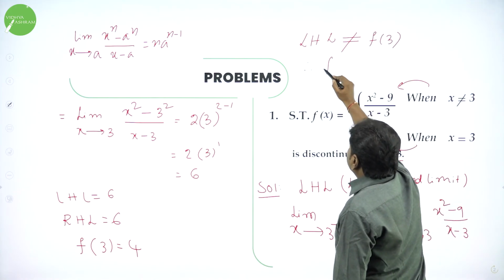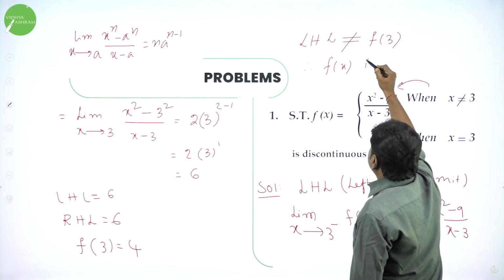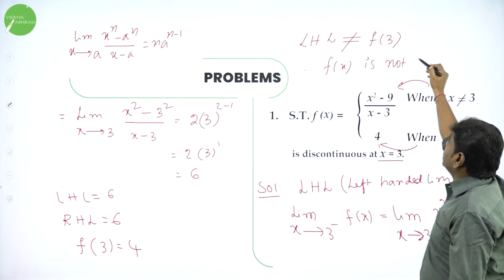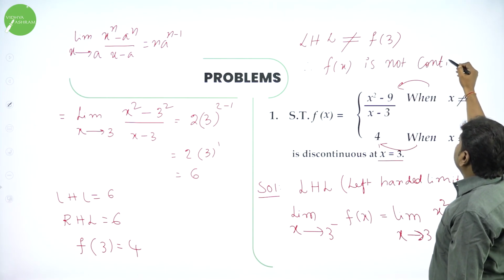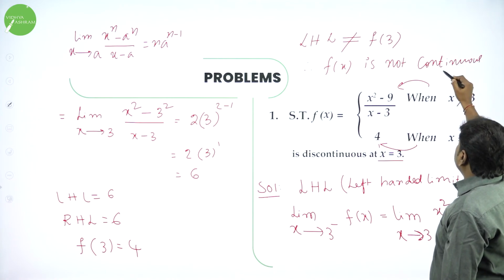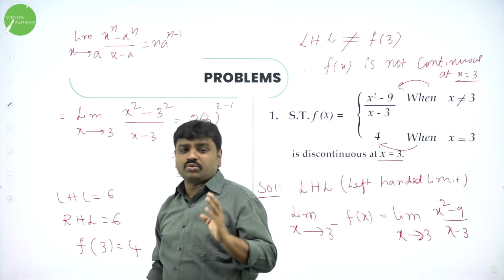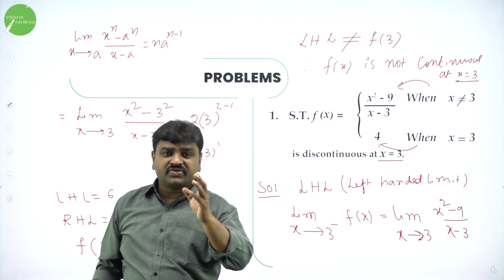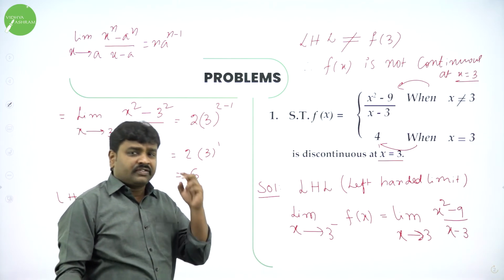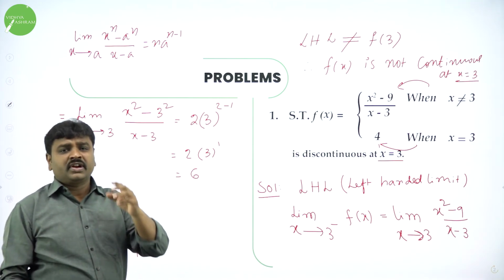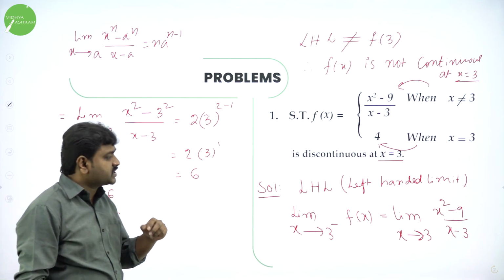Therefore, function f of x is not continuous. We can say it is not continuous at x is equal to what? 3. The function is not continuous at x equal to 3. If a function has to be continuous, then it should satisfy LHL, RHL and f of a. Left-handed limit, right-handed limit and functional value. If all three are same, then we say the function is continuous.